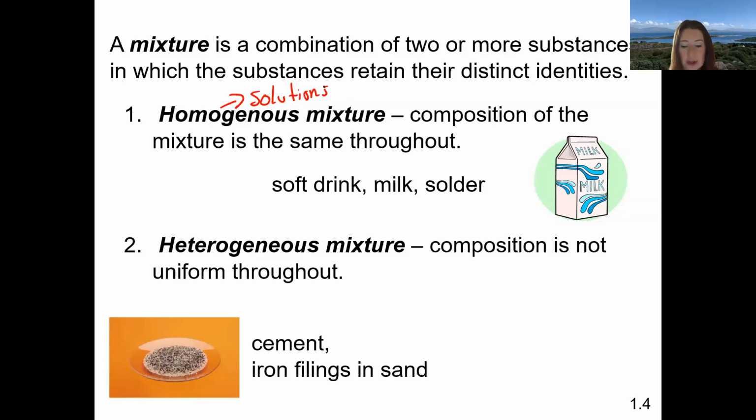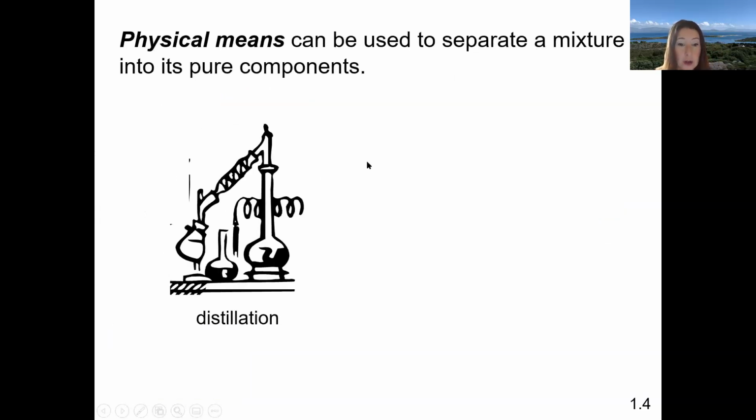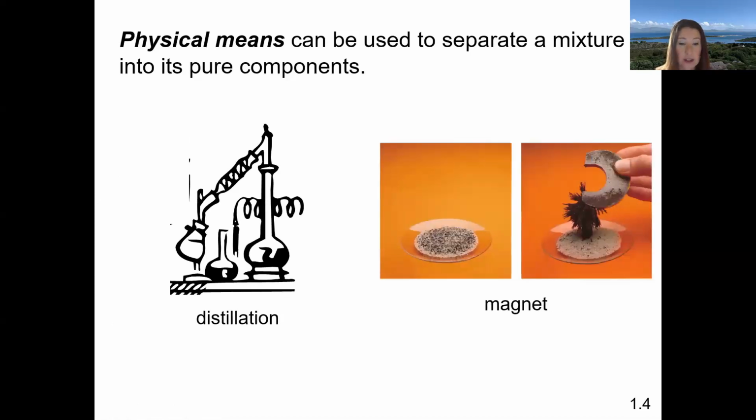So homogeneous mixtures are also called solutions. So these two mean the same exact thing. Okay, now when we separate mixtures, we can separate them into their pure components. We can either use what is called distillation, which we'll talk about a little bit. So distillation separates things based on their boiling points.